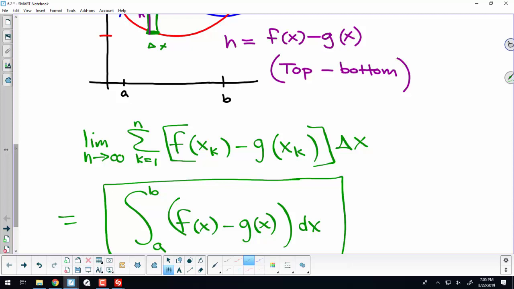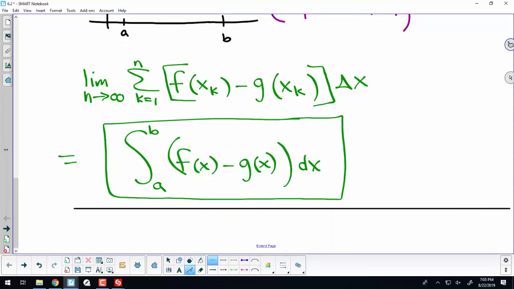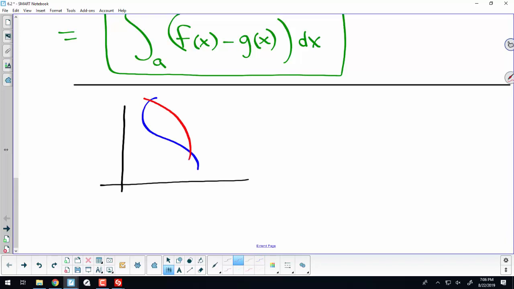It's also worth mentioning, even though you didn't do this when we were finding areas under curves, that we can and will integrate with respect to y, not just x. So let's call that function c of y, and b of y.